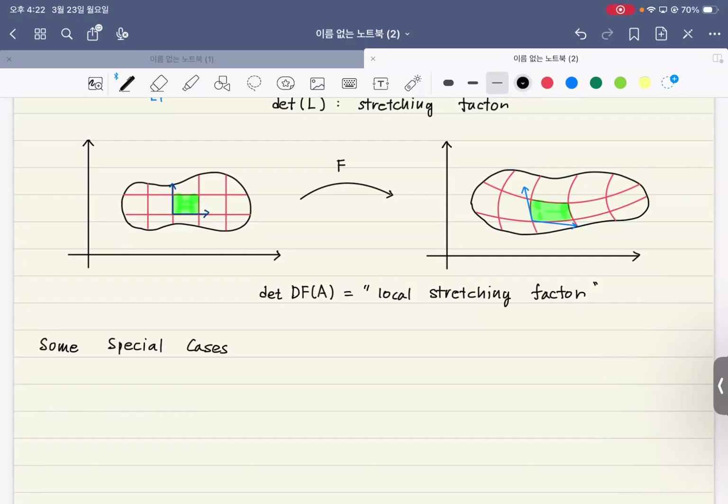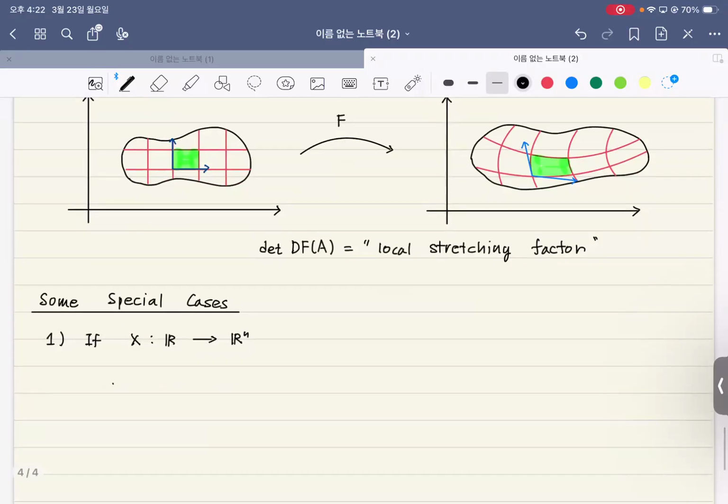Some special cases. Suppose that we have such a function. I'm going to name it x, and this is a function from R to Rn. The matrix derivative of this function, since its domain is one dimensional, I'll just denote it dx of t.